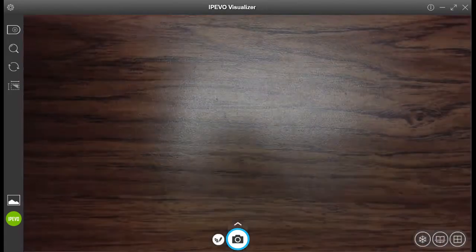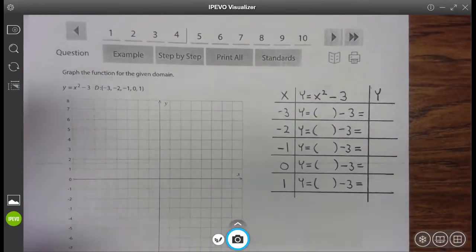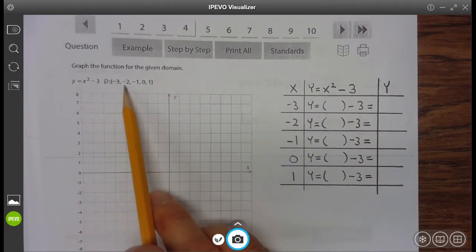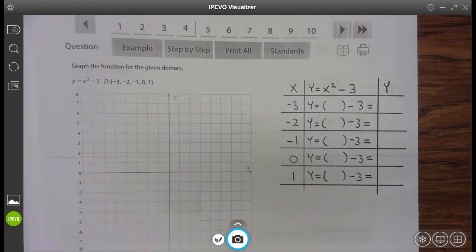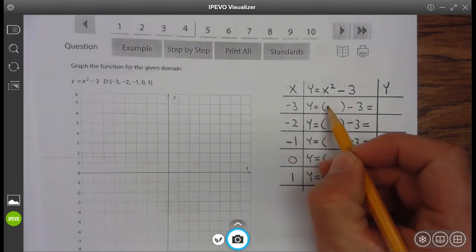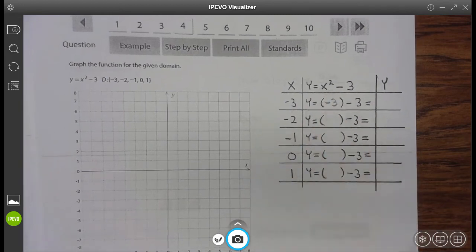All right, let's take a look at the next example. Example 4. Graph the function for the given domain. Our domain is -3, -2, -1, 0, and 1. Those are x values, and we're going to input those values into the function. So we're going to input -3. Now, whenever you square a number, it needs to be in parentheses.